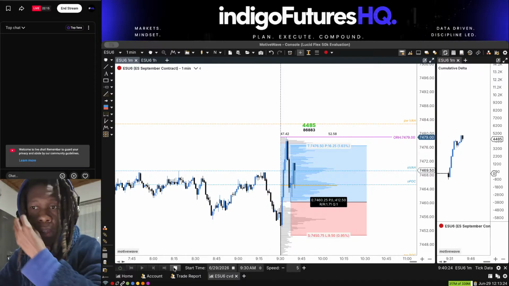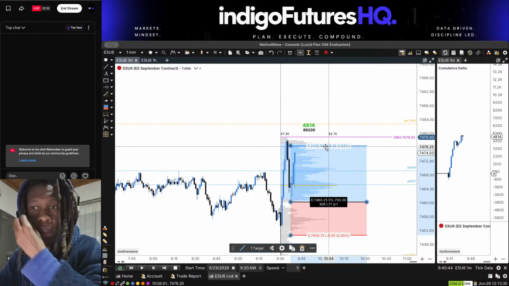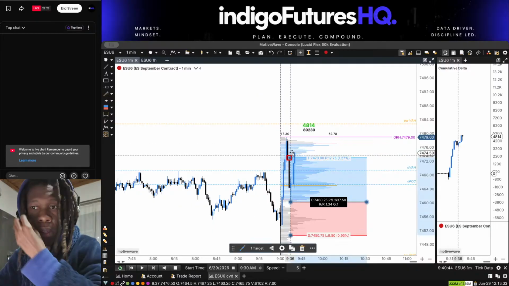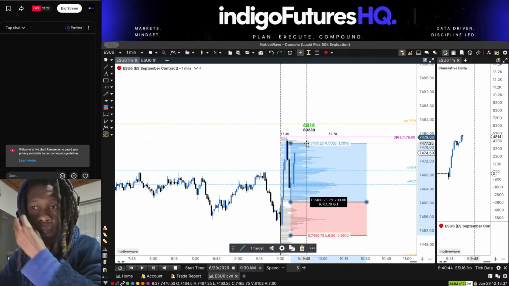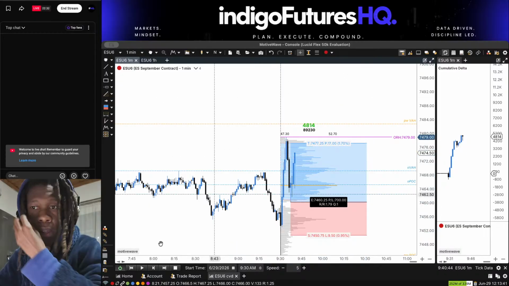Of which the point of control has shifted now. So, now that the point of control is shifted, at what point are we likely to get a retest of a level? It's going to be at the value area high. So that's the structural point. That's somewhere we can target logically.